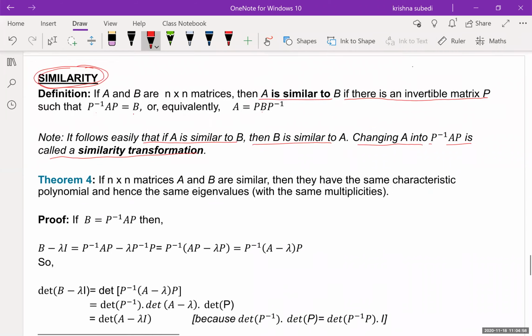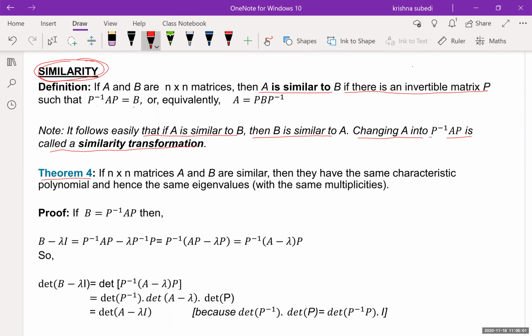So let's look at theorem number 4. If n by n matrices A and B are similar, then they have the same characteristic polynomial or characteristic equation, and hence the same eigenvalues with the same multiplicity. Very important theorem, okay? If A and B are similar, that means those matrices must have the same characteristic equation or polynomial, and therefore they must have the same eigenvalues with the same multiplicity.